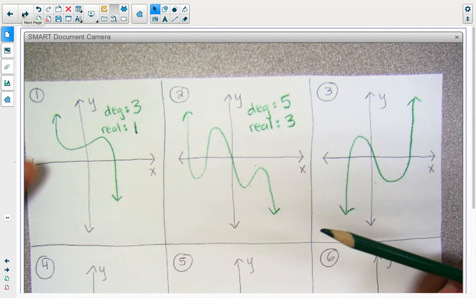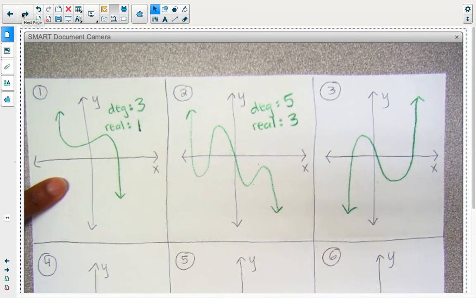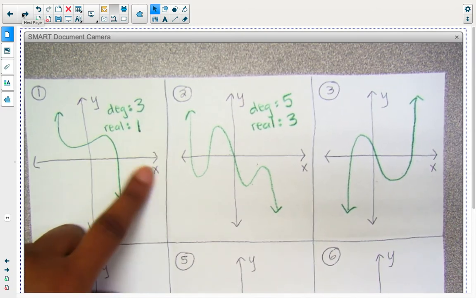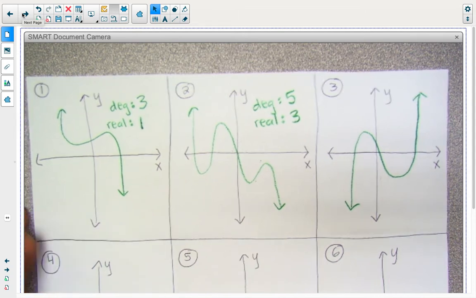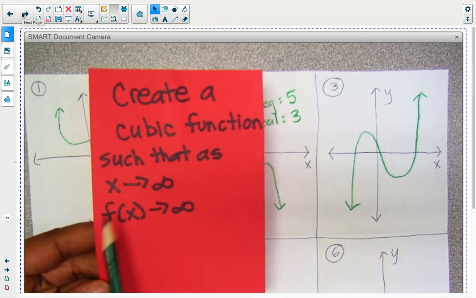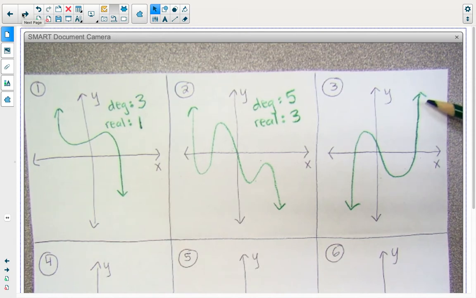So if I compare that to number one, it does not have the appropriate end behavior that we needed. The end behavior said on the right-hand side, my function should be going up, and this one's going down. So number 1 would not work for number 3. So again, number 3 says as x approaches infinity, my function approaches infinity. So it had to be going up on the right-hand side.